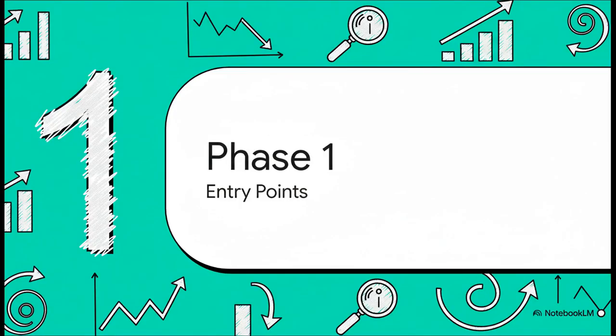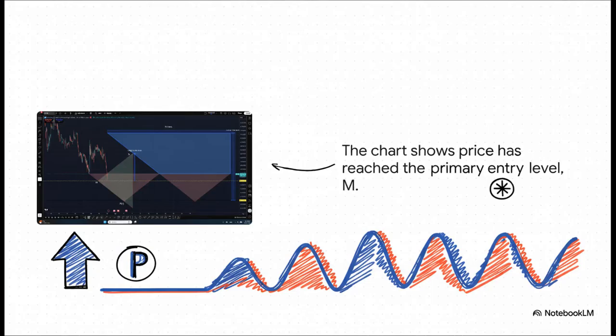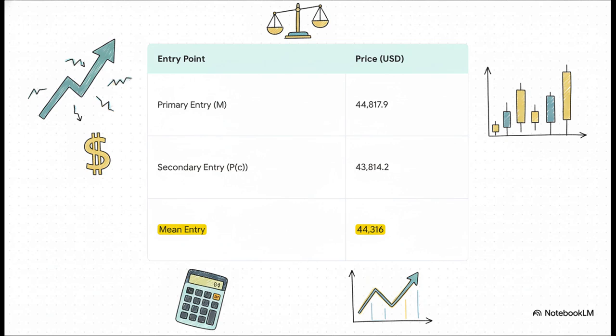So you might be wondering, where does a cycle like this even begin? Well, it all starts with phase 1. This entire phase is about one thing: identifying the entry points. Let's dive in and see what the model looks for at this initial stage. Okay, as you can see right here on the chart, the cycle's first phase has officially kicked off. This happens when the price gets to a predefined primary entry level, and you can see that level is labeled here as M. Let's put some exact numbers to those entry points.